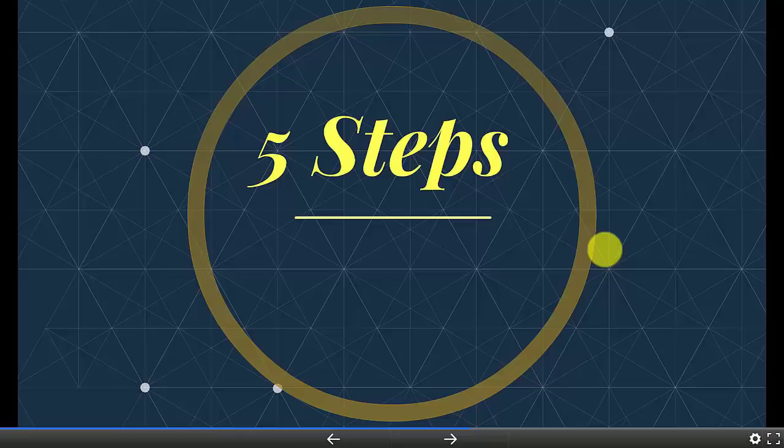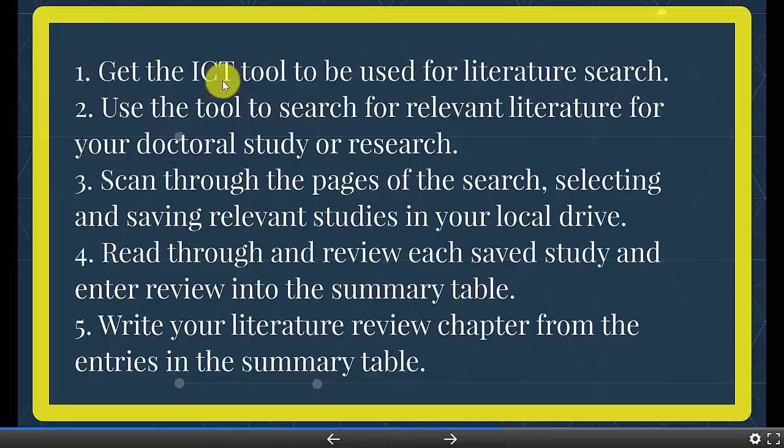Step number one is to get the ICT tool that you want to use for your literature search. Step number two, you use the tool that you have obtained to search for relevant literature for your doctoral study or research. First, get the tool. Next, use the tool to search. Third, scan through the pages of the search, selecting and saving relevant studies in your local drive. If you recall, in lesson two, part two, we went through some of these steps. Number four is to read through and review each saved study and enter the review into the summary table. You will like the summary table that I'm going to provide for you towards the close of this lesson. Then write your review chapter from the entries in the summary table.